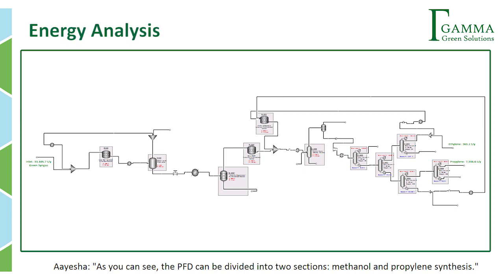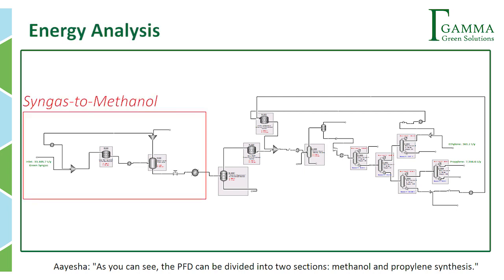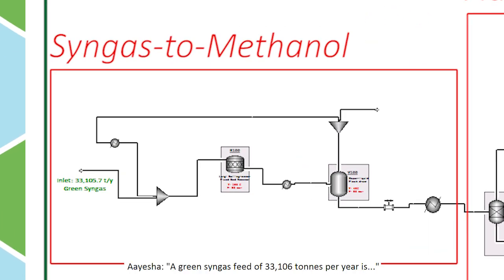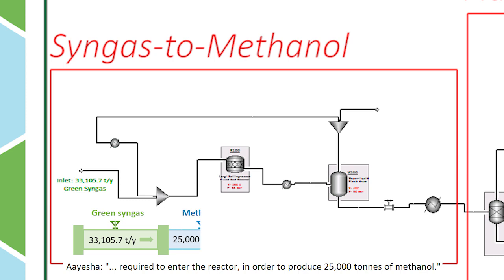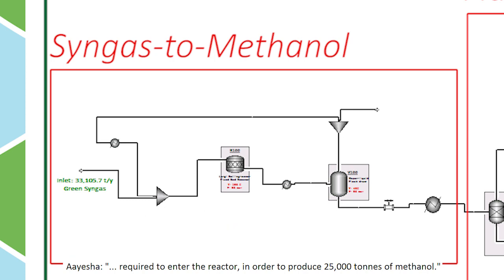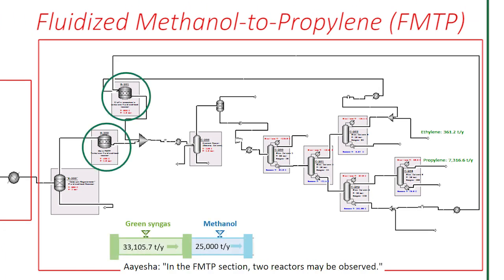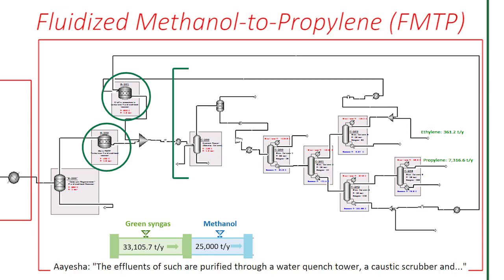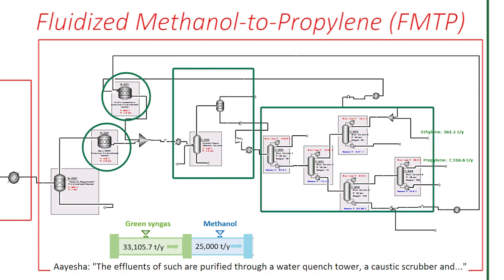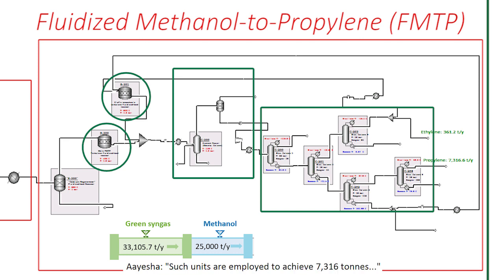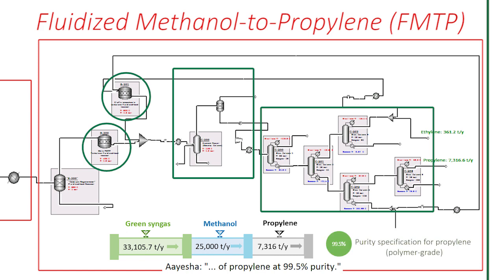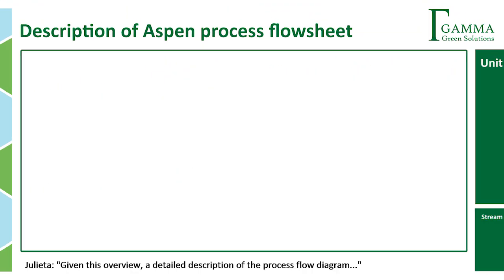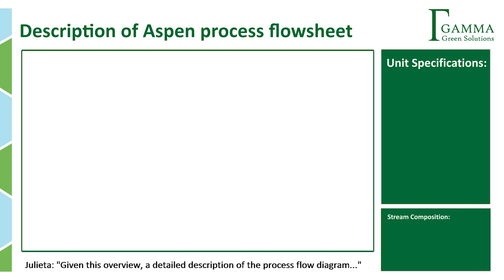As you can see, the PFD can be divided into 2 sections: methanol and propylene synthesis. A green syngas feed of 33,106 tons per year is required to enter the reactor in order to produce 25,000 tons of methanol. In the FMTP section, 2 reactors may be observed. The effluents of such are purified through a water quench tower, a caustic scrubber, and 5 distillation columns. Such units are employed to achieve 7,316 tons of propylene at 99.5% purity.